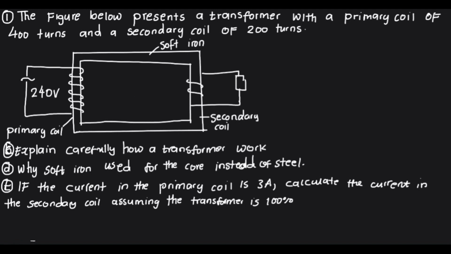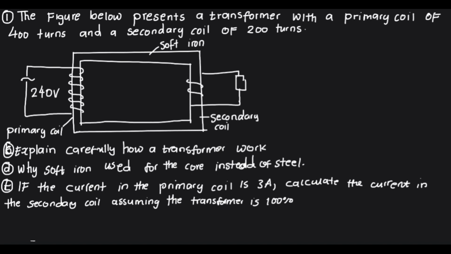Explain carefully how a transformer works. Here I will just state some points that you need to write. The first point is you need to say the primary coil is always connected to the alternating current source. Then point number 2, the alternating current source will produce alternating magnetic field lines. Then point number 3, the alternating magnetic field lines will induce current on the secondary coil, which will produce alternating voltage on the secondary coil. So those are points that you need to give when explaining how the transformer works.